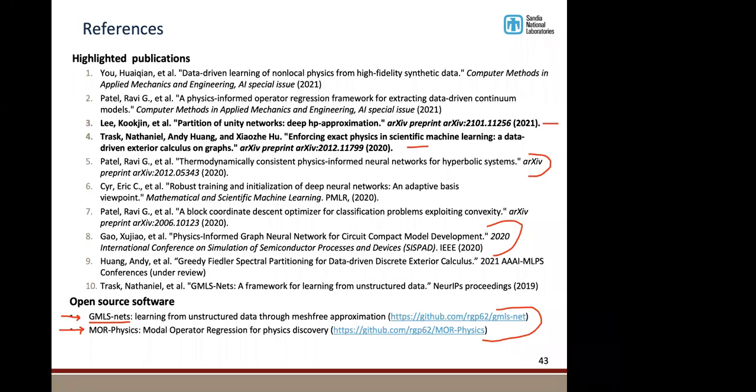Thanks, Nate, for the talk. I was wondering if you had any recommendation for positivity preserving using neural networks, and if the partition of unity approach could help, since often we have the Gibbs phenomena at interfaces. Or generally, what are your recommendations for positivity preserving, for example?